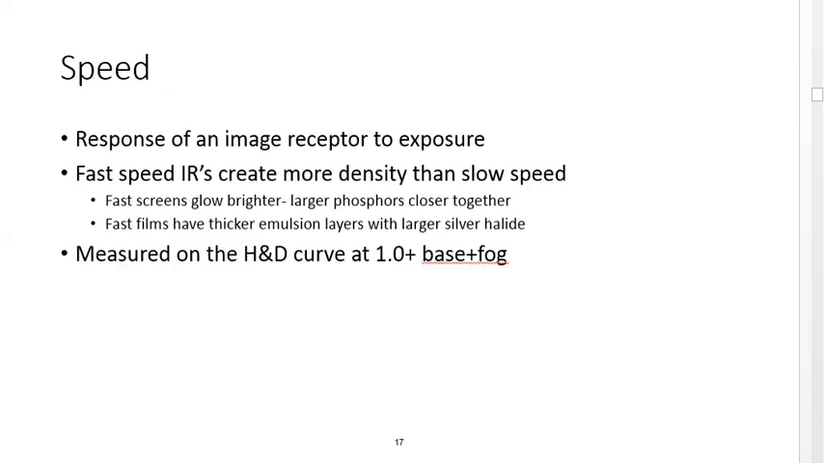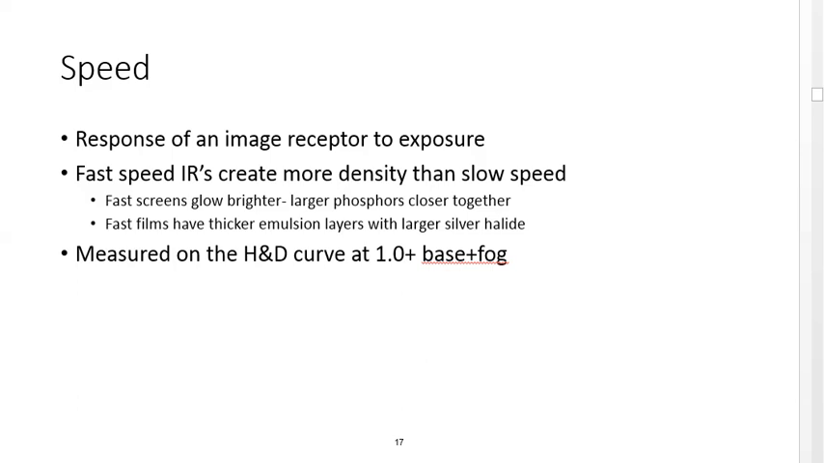So again, speed is responsiveness of the image receptor to exposure. Fast speed image receptors create more density than slow speed. So if you shot an image on a 400 speed versus a 200 speed, then you would have more density on the 400 speed than what you would have on the 200 speed. And that is because fast screens glow brighter because the phosphors are closer together and possibly of a different phosphor type. But it also depended on films and the processing.